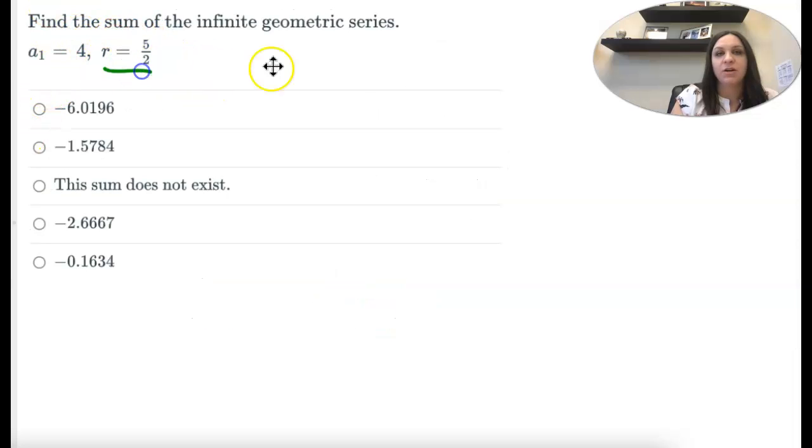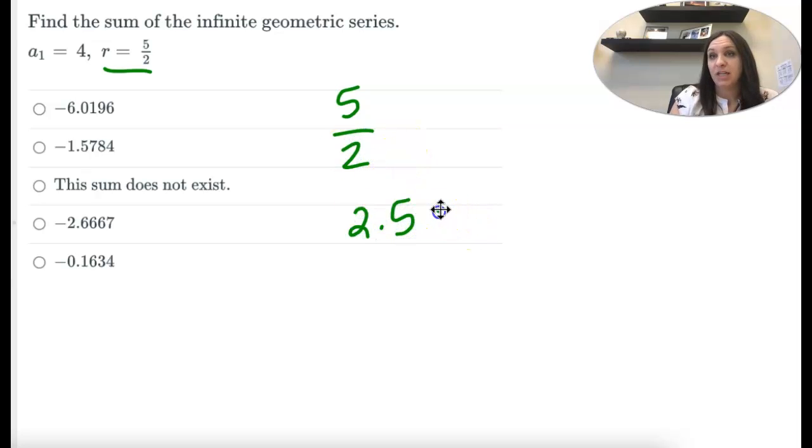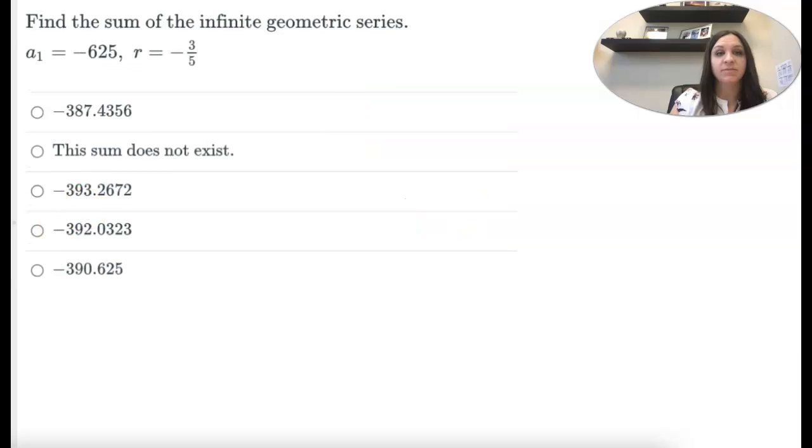Alright, so this one, look at our 5/2. That's 2.5. That's greater than 1. That's bad. That means the sum does not exist. Okay, we get to stop there.